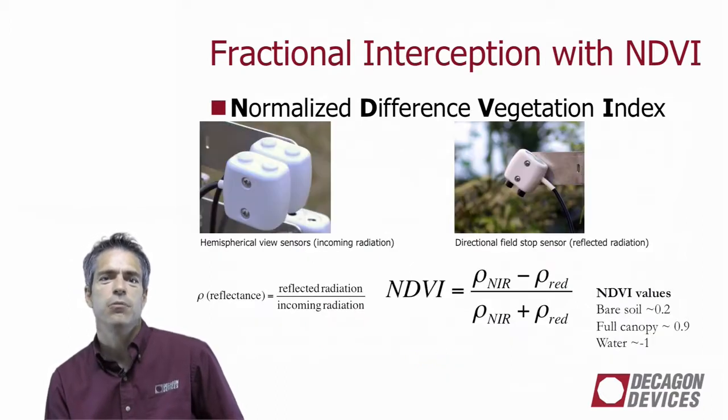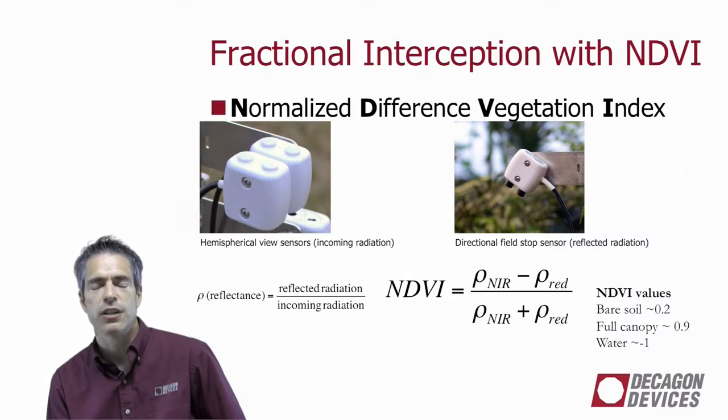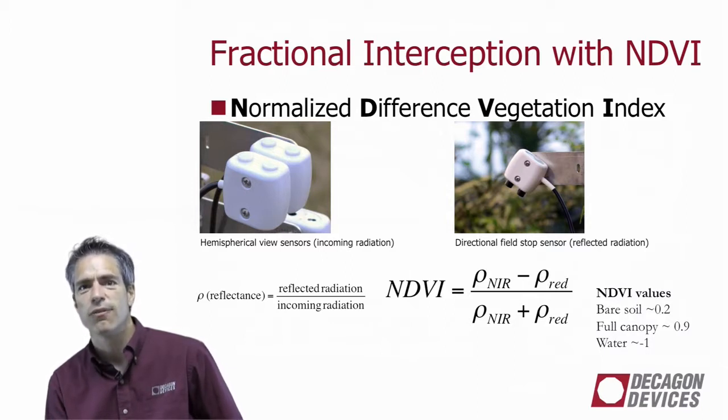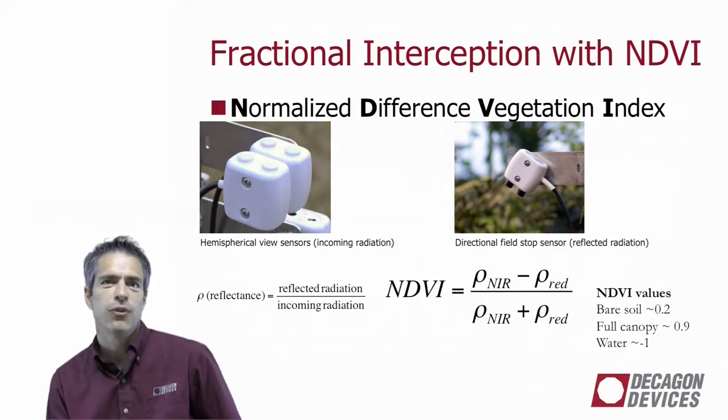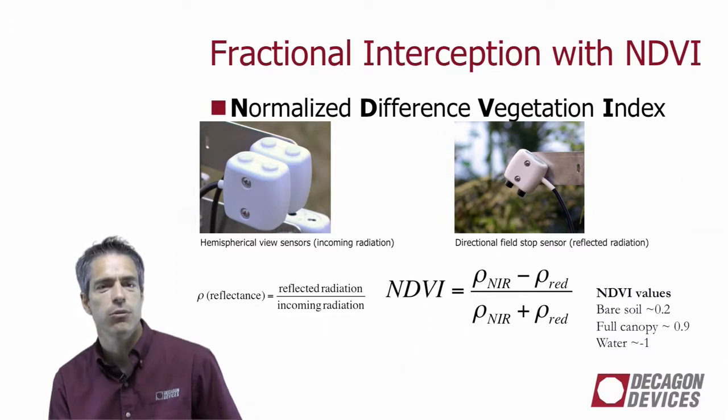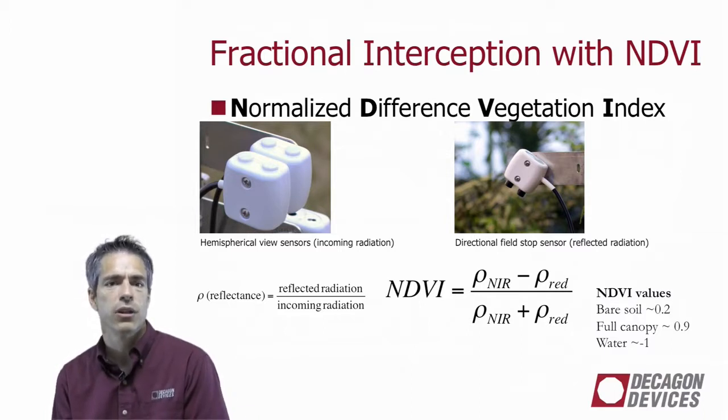And not surprisingly, people have used this in a very common index, which we call the Normalized Difference Vegetation Index, or NDVI. It's the difference between the reflected radiation in the near infrared and the red divided by the sum of those two reflectances. That gives us the NDVI. And there on the right-hand side of this slide, you can see some of the typical NDVI values. For example, bare soil, which is 0.2, a full canopy, which is around 0.9, a very actively growing canopy with few senesced leaves, and water, which is around -1.